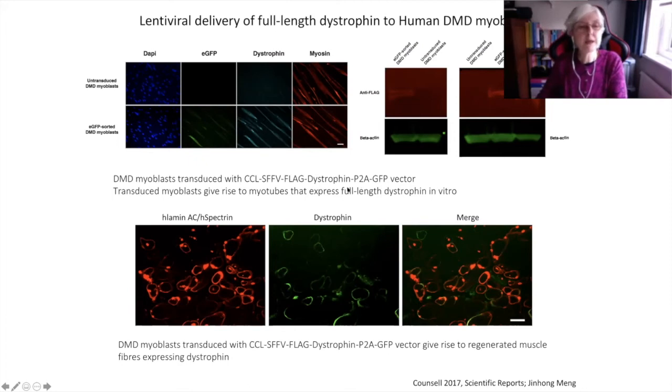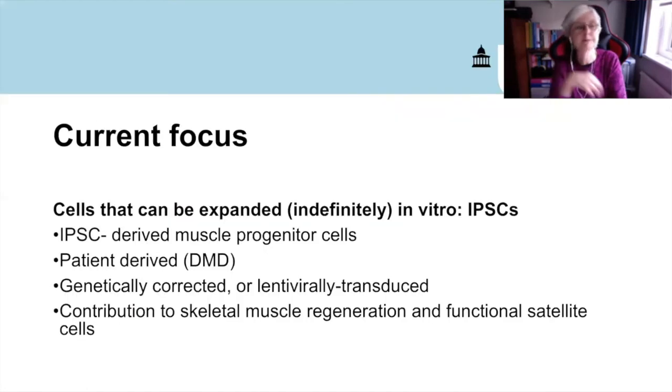So these transduced myoblasts were transplanted intramuscularly into our host mice, and they gave rise to muscle fibers of donor origin expressing dystrophin. So this looks very promising, because if we can put the full-length dystrophin in, it will be fully functional, and the muscle fibers then should have restored function.